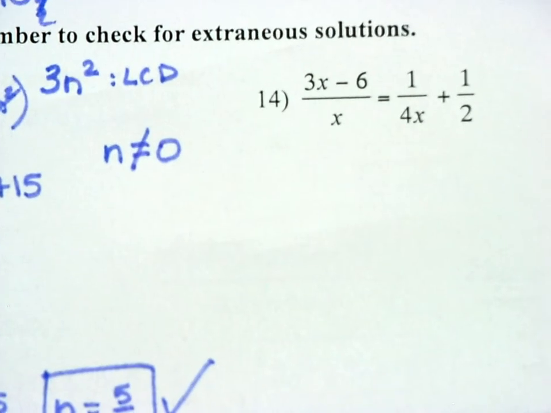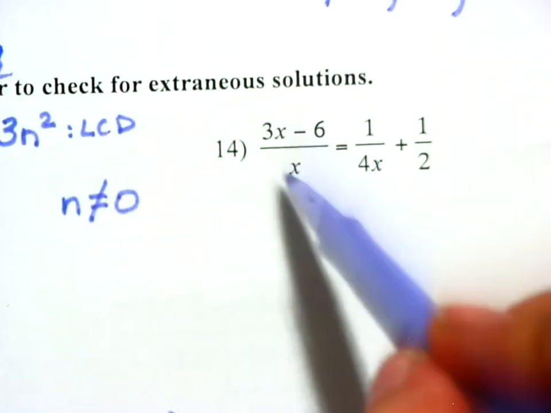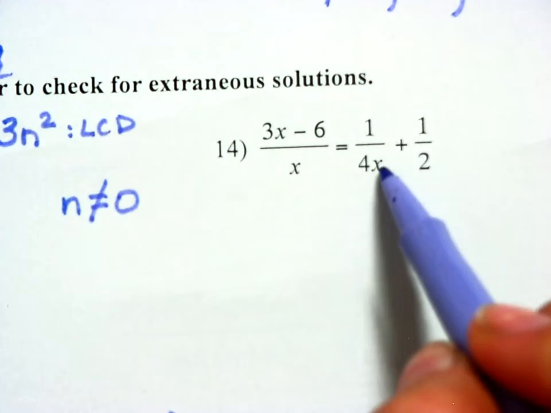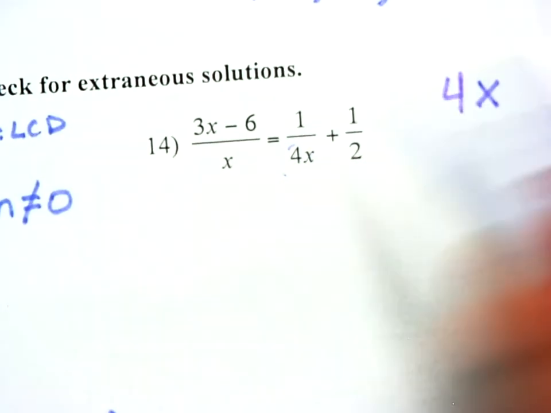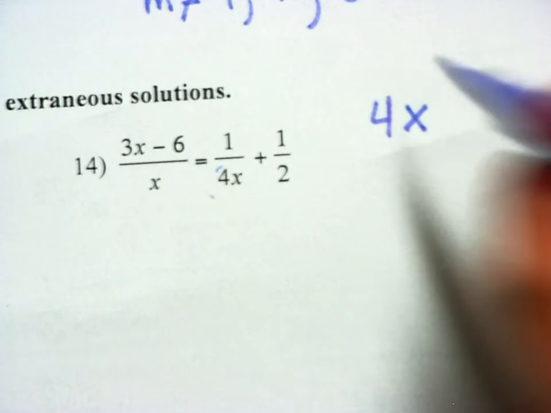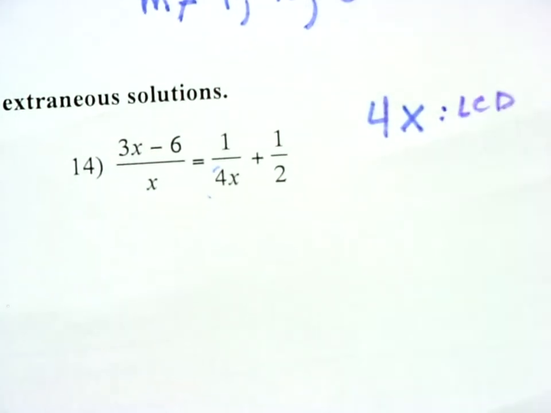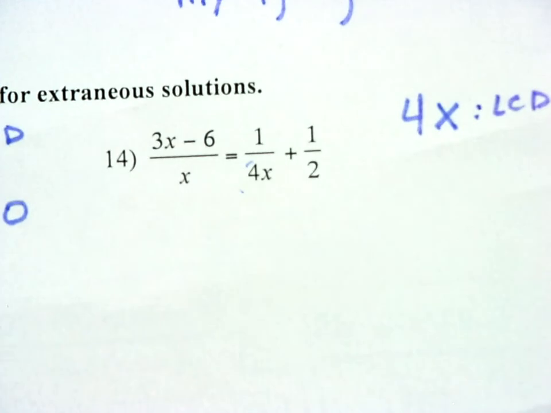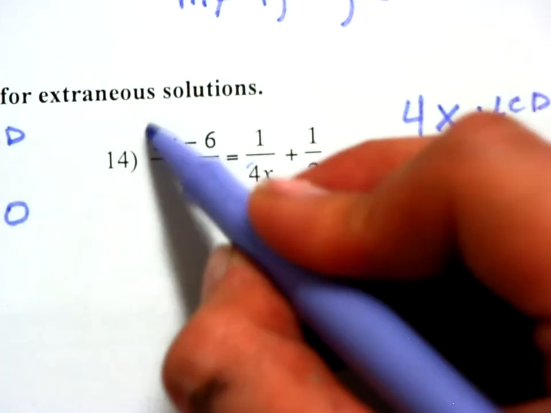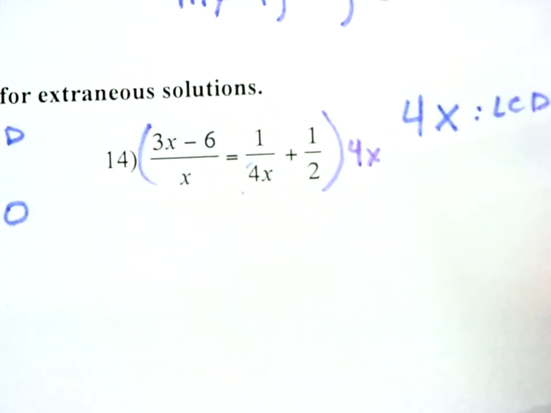Okay, next one, going through and finding my least common denominator. I've got an x, I've got a 4, another x, so I'm definitely going to have an x. I definitely need a 4, and then 2 is just a factor of 4, so that one's okay. All right, so this is my LCD. Let's multiply everything by this. So I'm just going to write it like this, 4x, everything.